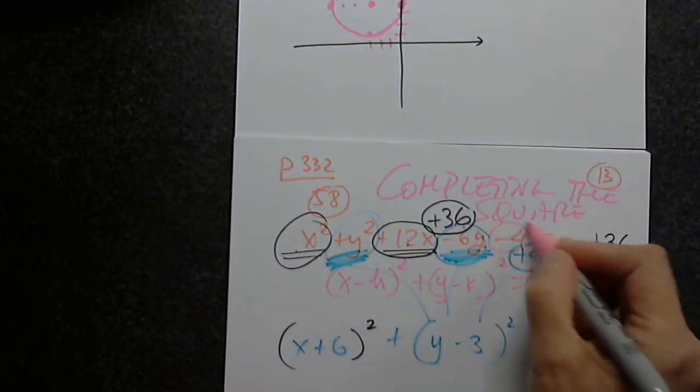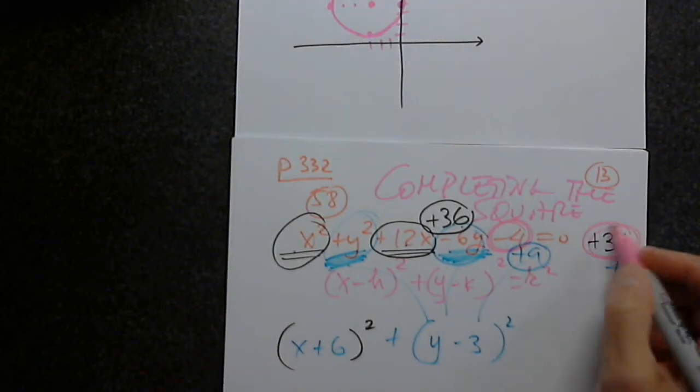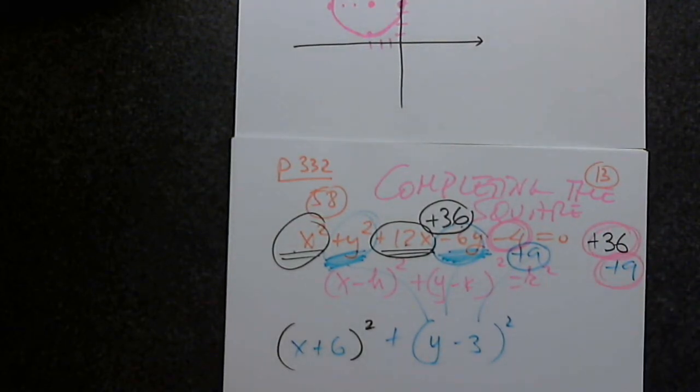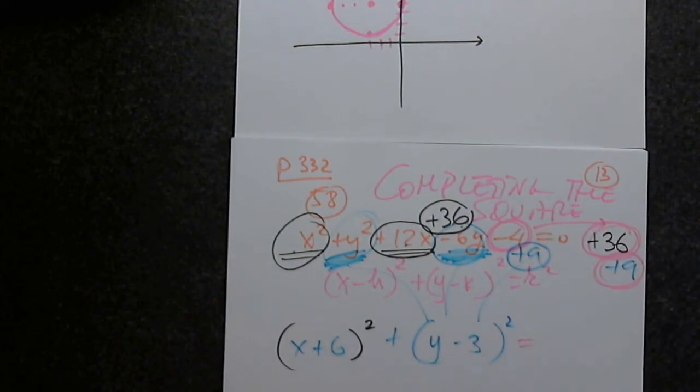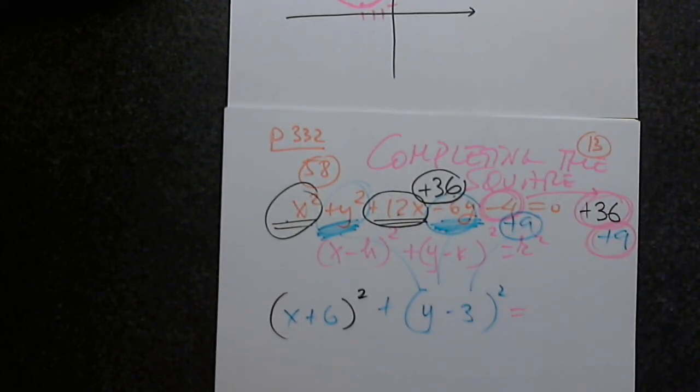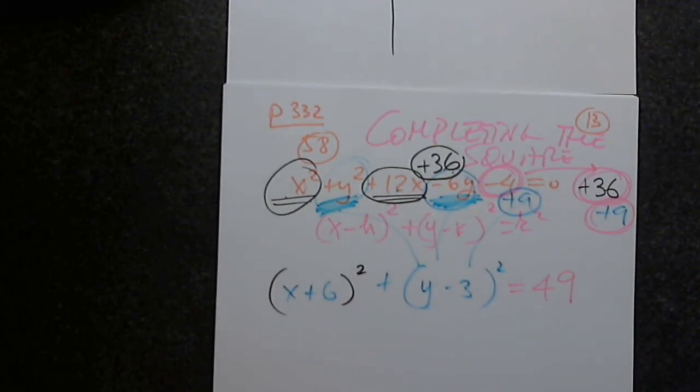I have not used this. I have not used this, and I have not used this. I'm gonna add 4. Yes, I have to add 4, and what do I get on the other side? Very good. Is this a circle? Yes. Yes, it is. Can anyone identify the center and the radius?